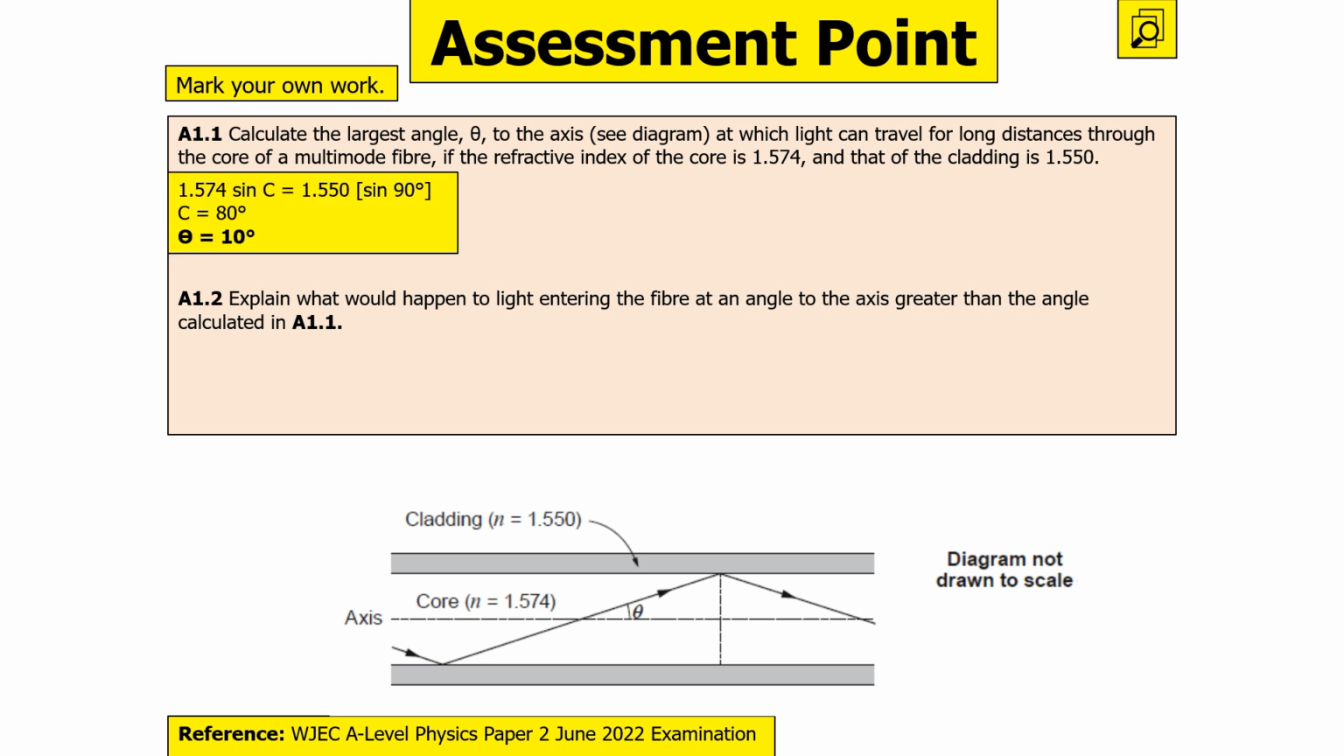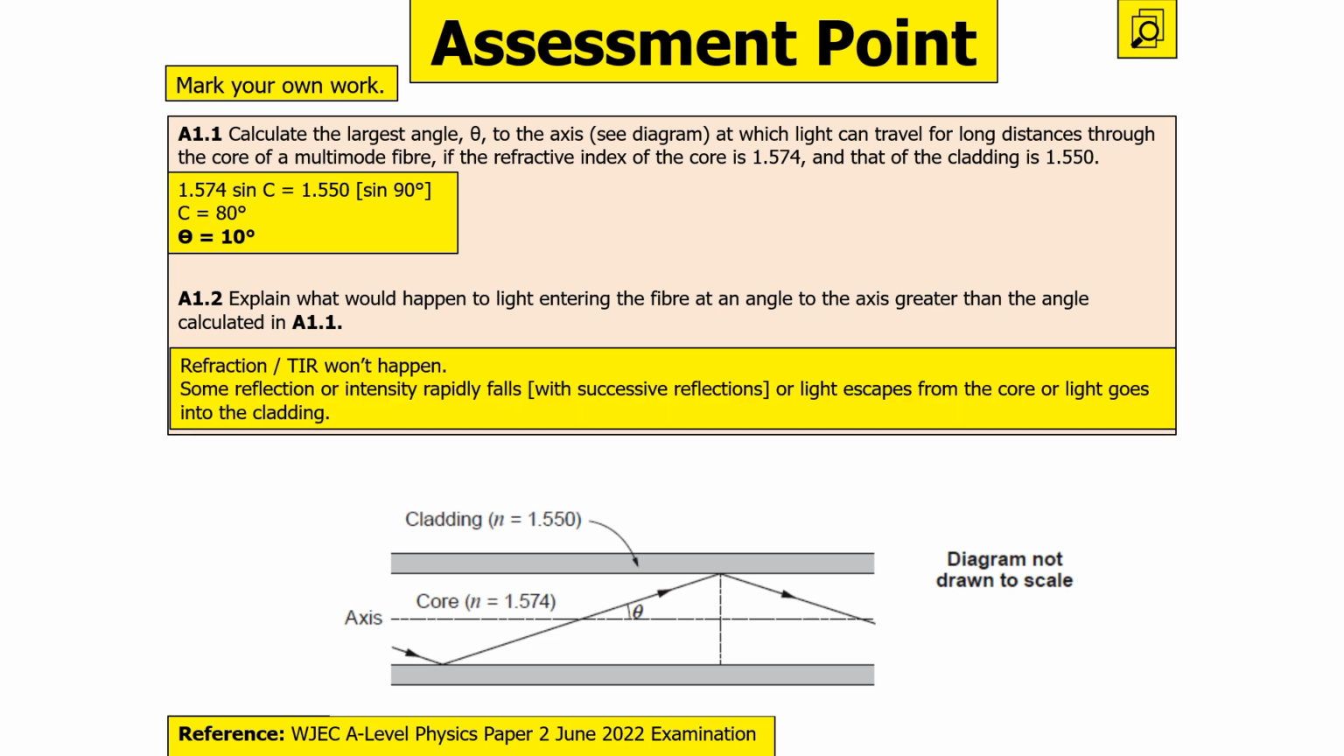Right, we know that 1.57 sine critical angle is equal to 1.500 times 1. So therefore C is going to be 80 degrees. So therefore the angle, which is the opposite side to the critical angle, which must overall equal 90, is therefore equal to 10 degrees. So therefore, if it was at a greater angle, then refraction would take place and the total internal reflection wouldn't happen. Now this means that the reflected intensity would rapidly fall and the light would escape from the glass and go into the cladding, so it won't transfer the energy efficiently.